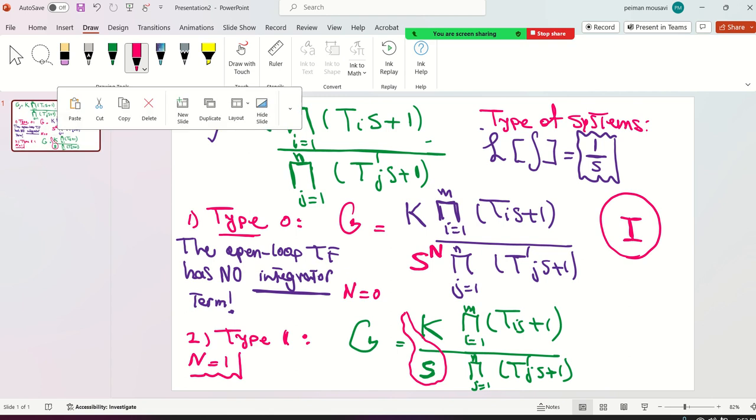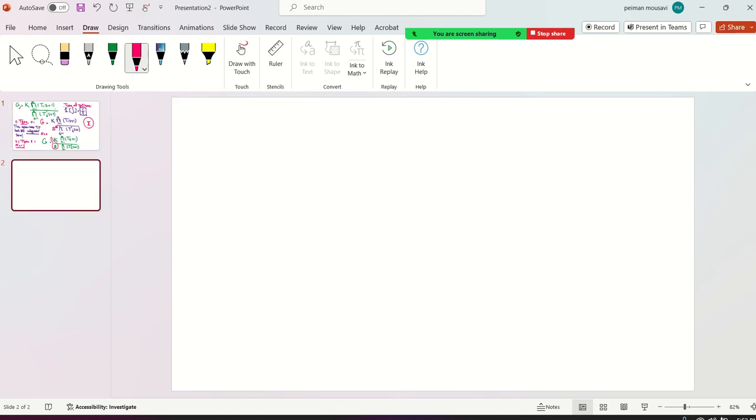And now, can I go to the next page? Yep. Then, finally, type 2 systems. As its name implies, N is 2. You have 2 integrators in the open loop transfer function.